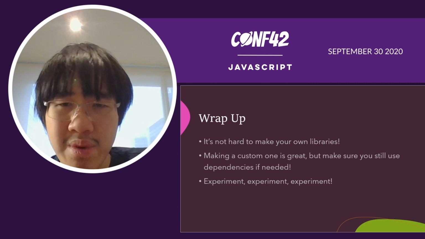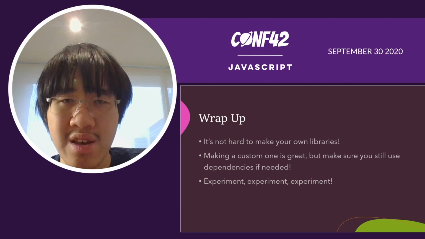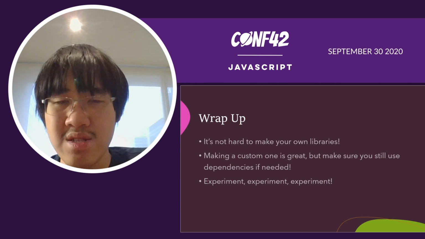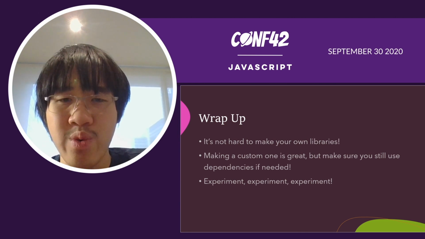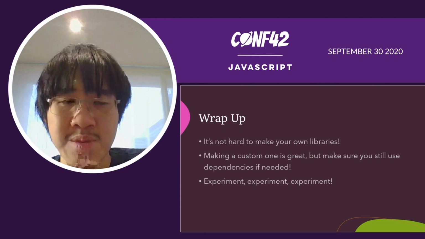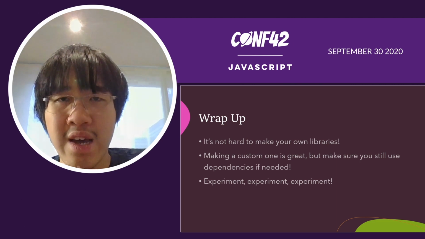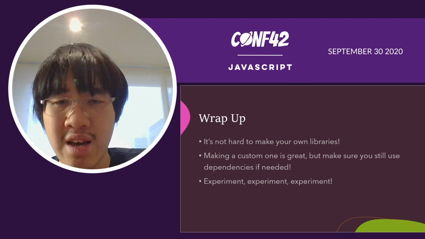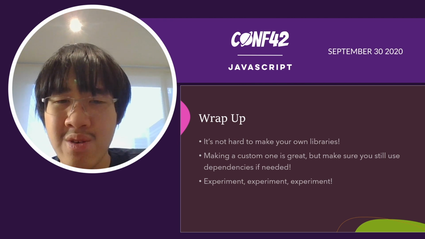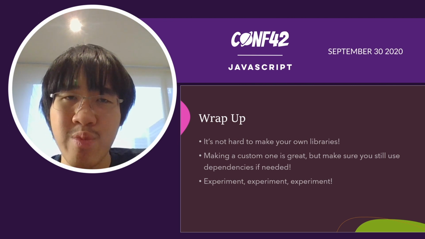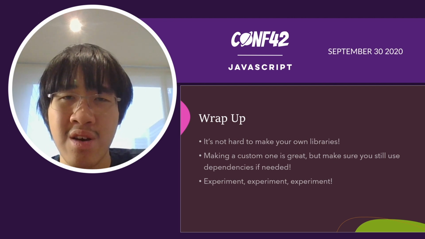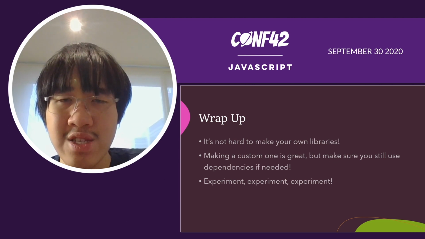So to wrap up, it's not hard to make your own libraries. It definitely takes a bit of practice, but once you know more or less what you want to make, the aim, and the error guidelines as mentioned before, just go ahead and give it a try. And making a custom one is great, but remember that you can still use dependencies if needed. Don't be afraid to use canvas as a dependency, or Three.js or other canvas libraries that are available. As long as you are able to meet your particular objective and help solve a problem, then it's all good.